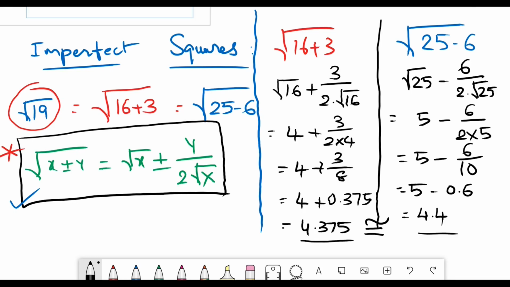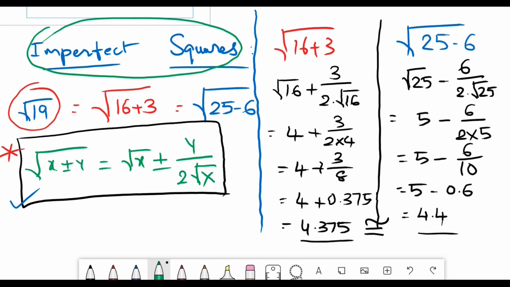In this way, we can find the square root of non-perfect square numbers. These are the square roots of perfect squares and the square roots of non-perfect squares.